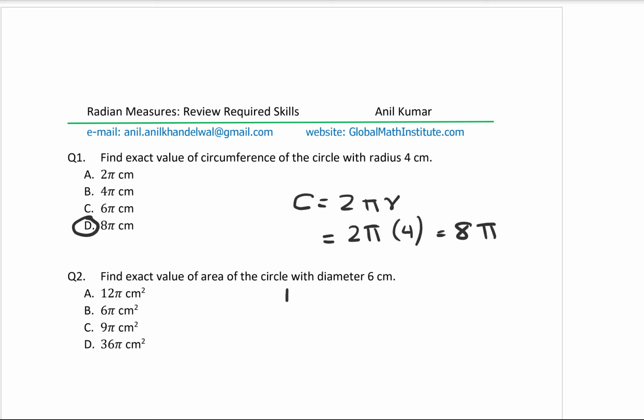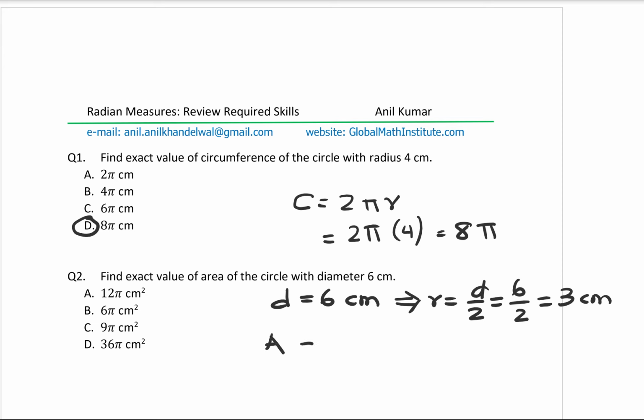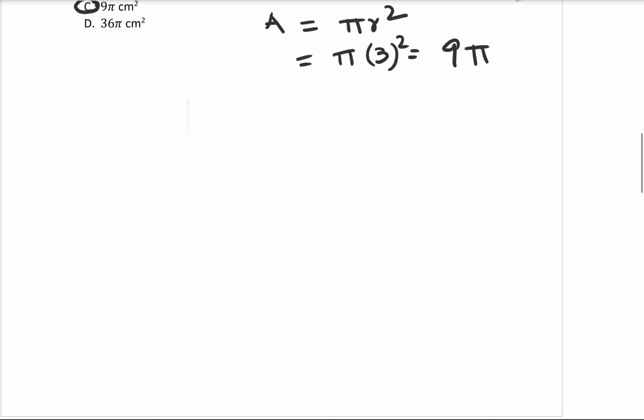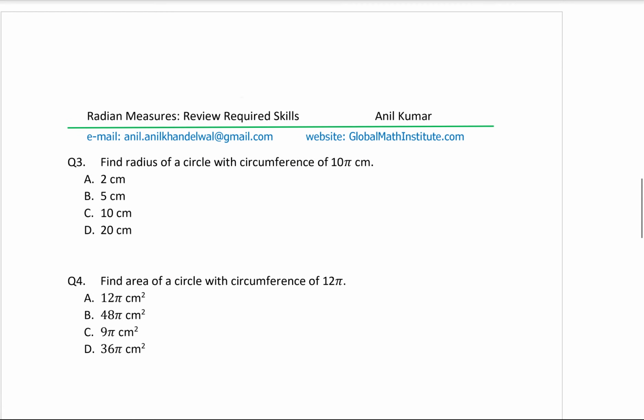Now here we are given diameter, which is 6 centimeters. So from here we can find the radius. Radius will be half of diameter, right? So which is 6 divided by 2, equal to 3 centimeters. Once you know the radius, we know the formula for area, which is pi r square, and therefore the area will be pi times 3 square, that is 9. So 9 pi is the answer for us, which is option C. Clear?